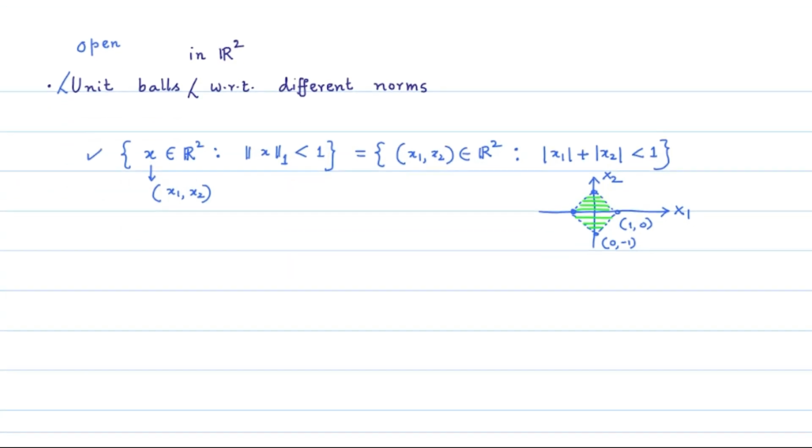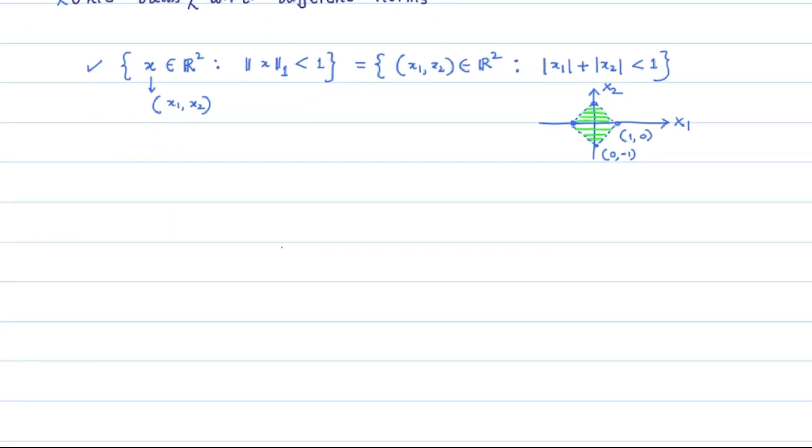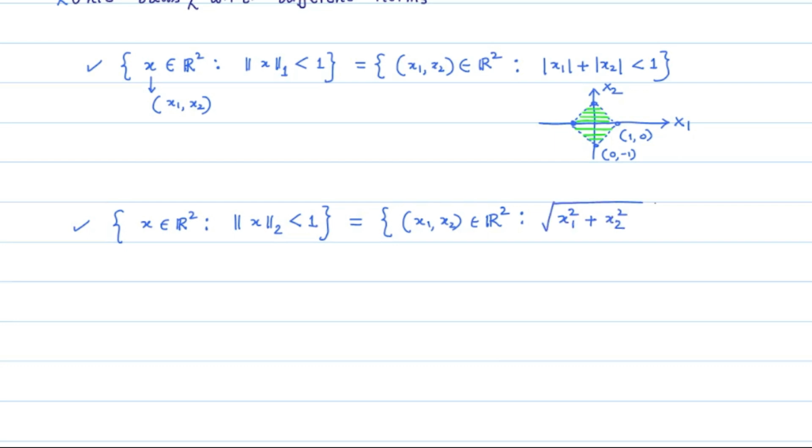With respect to the Lebesgue 2 norm, or the Euclidean norm, the open unit ball centering at the origin in the R2 space is given by norm 2 of x less than 1, which is equal to the set of points x1, x2 for which the positive square root of x1 square plus x2 square is less than 1. This obviously gives a circular region of unit radius centering at the origin, excluding the periphery of this disk-type region.